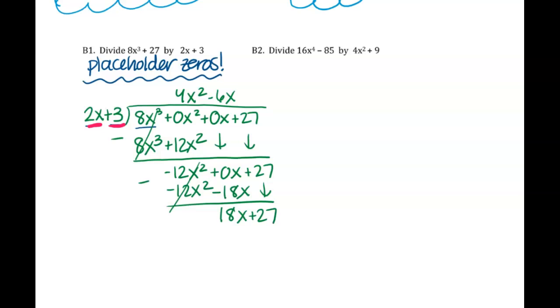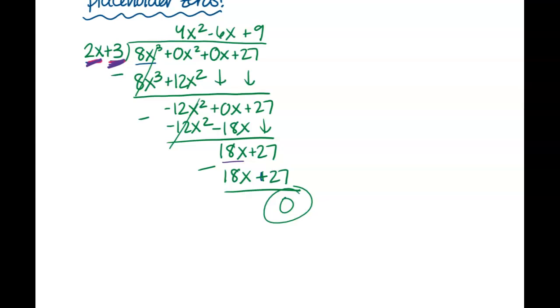Now we want to know 2x times what equals 18x, and that's going to be 9. So we can put a plus 9 up here. And then 2x times 9 is 18x. And then 3 times 9 is 27. Then we subtract, and we get no remainder. So our answer is 4x squared minus 6x plus 9.